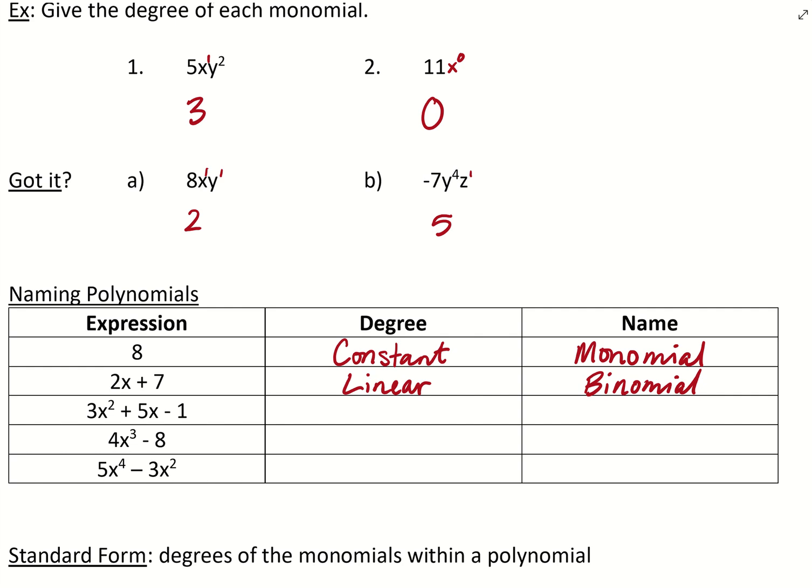All right, for the next one, 3x squared plus 5x minus 1, that degree is a quadratic. Okay, and we're going to factor quadratics later on. I don't know that we've talked about quadratics a whole lot so far in this class, but don't worry, we definitely will. All right, this is called a trinomial.